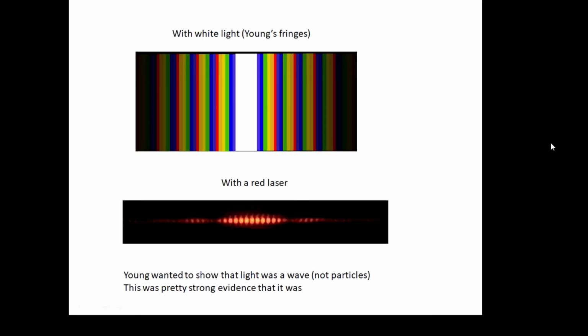What is very, very clear is that we are getting maxima and minima. We are getting interference, and this is pretty strong evidence, because nobody had thought of photons at that time, pretty strong evidence that light was a wave, and Thomas Young and Christian Huygens and Robert Hooke could all be very happy about that, and Newton wasn't.